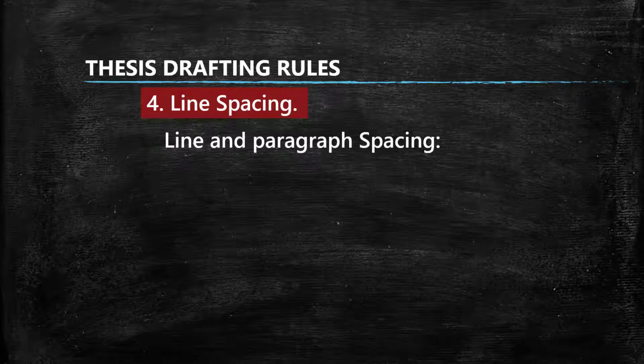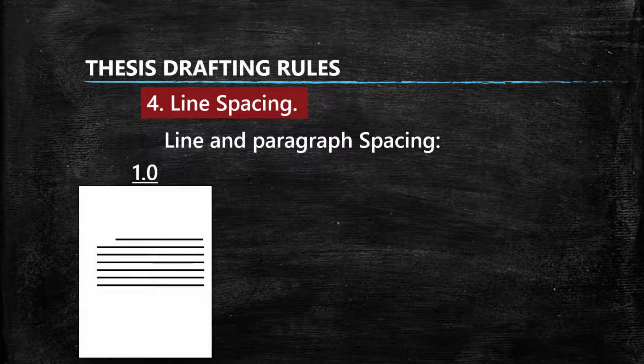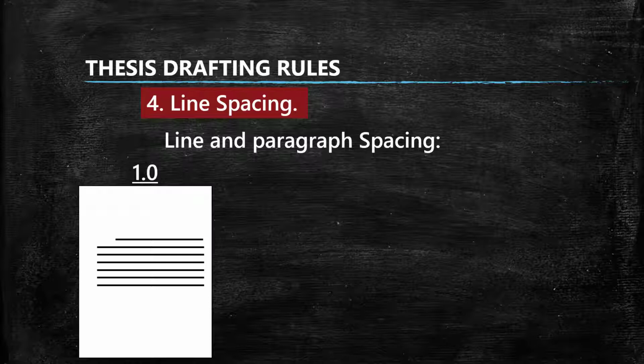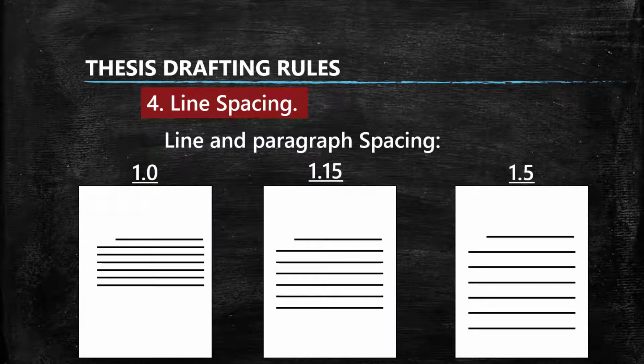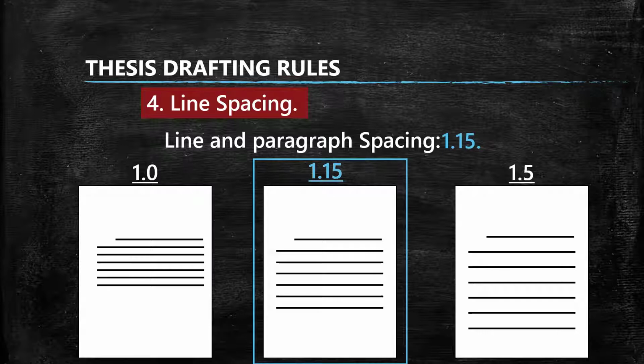And for the line and paragraph spacing, there are units which is 1.0, 1.15, and 1.5, and etc. So most times, lecturers do tell students to use either 1.0 or 1.15. I think 1.5 is too big, so they either tell students to use 1.0 or 1.15. So what we are going to use in this thesis, in this tutorial, is 1.15.